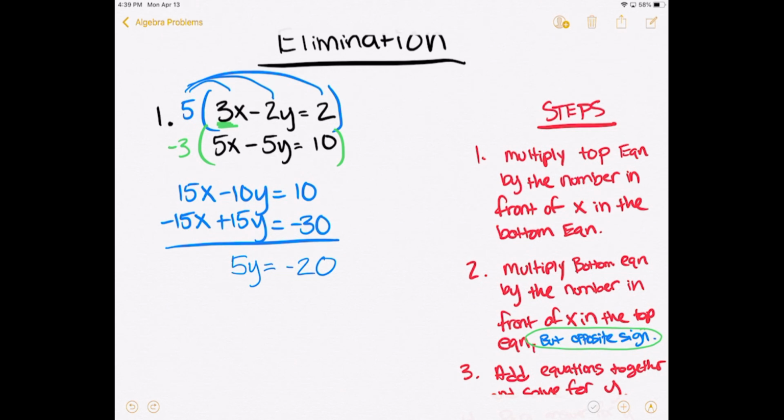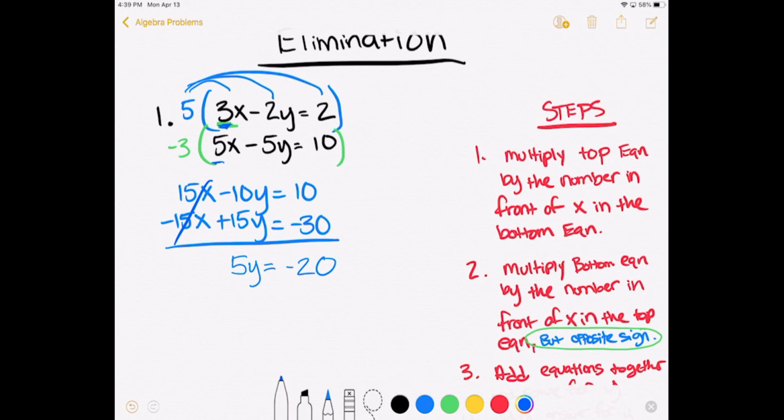You're going to multiply the top equation by the bottom x, so in this case, the 5. And I'm going to multiply the bottom equation by the top x, this 3, but you got to change the sign. Again, I change it so that no matter what, the signs are going to be opposite right here when I add them together. And then this is an easy equation here at the end to solve. I got 5y equals negative 20. I divide by 5. y equals negative 4. Now we're not done though.